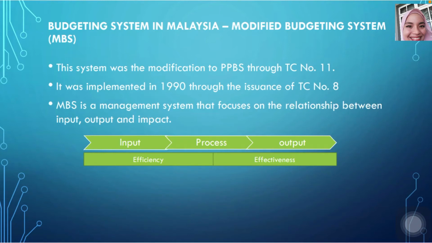Moving on, kita nak masuk to the next system of budgeting in Malaysia, iaitu Modified Budgeting System, MBS. So basically this system was the modification to the program performance budgeting system through Treasury Circular number 11. It was implemented in 1990 through the issuance of Treasury Circular number 8.